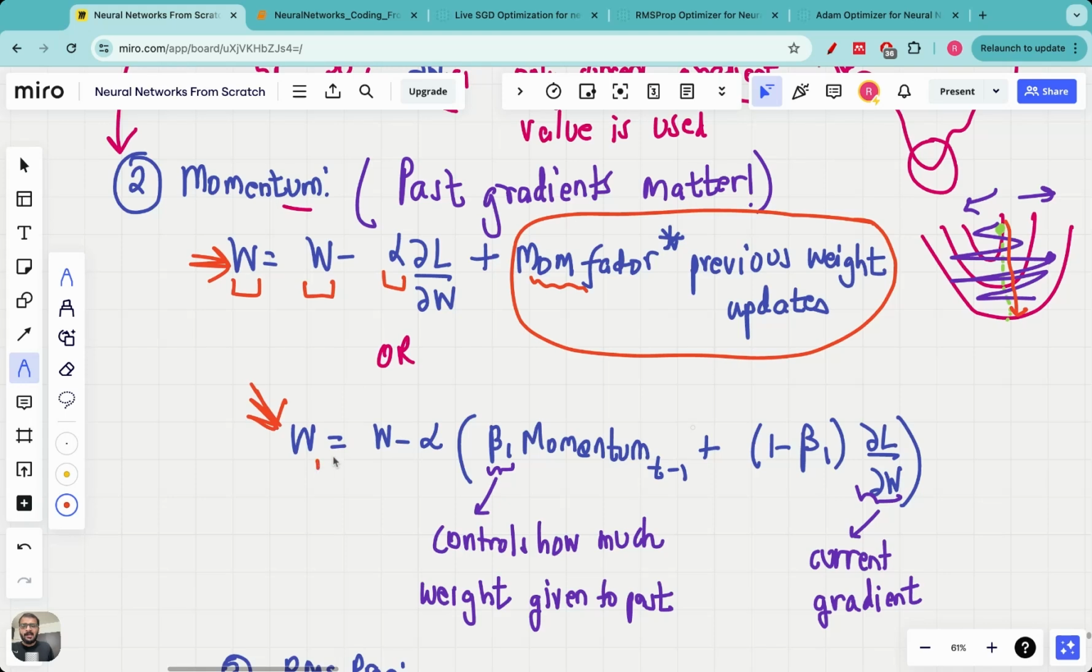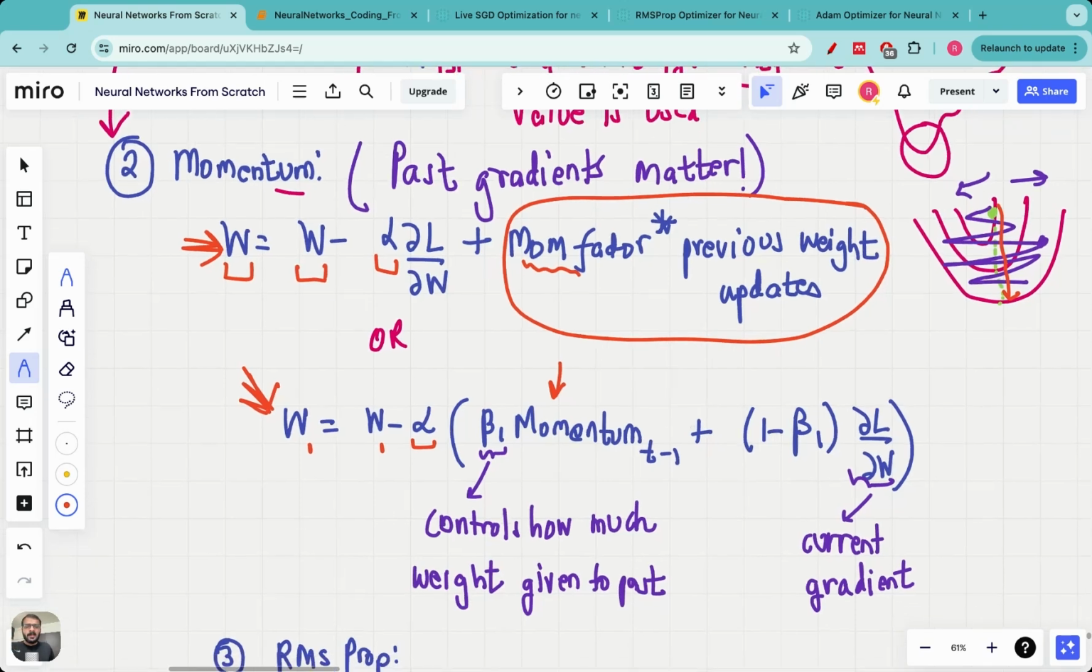The current weight is equal to the previous weight minus the learning rate multiplied by beta, which is the momentum factor and which controls how much weight is given to the past, multiplied by the current momentum value plus 1 minus beta times partial derivative of loss with respect to w. This is the current gradient. So it's this term which actually adds the weightage to the past values of the gradient.